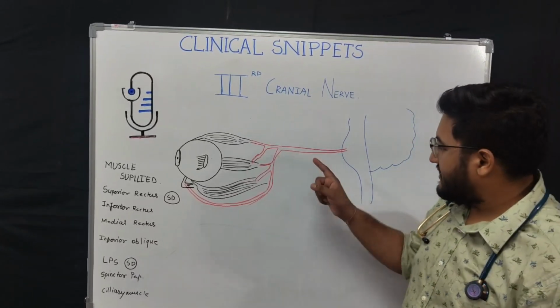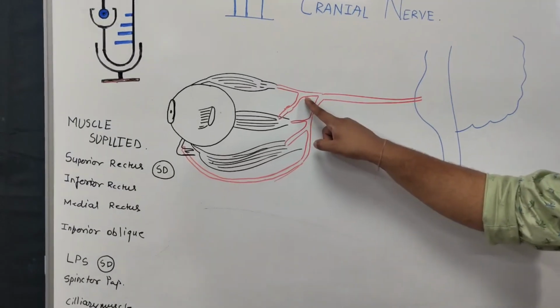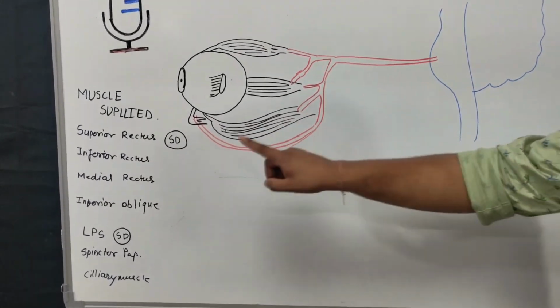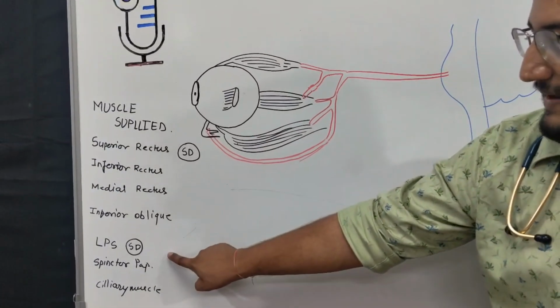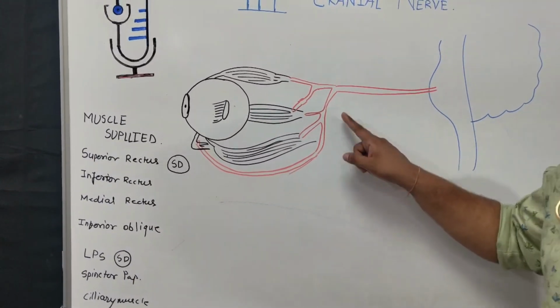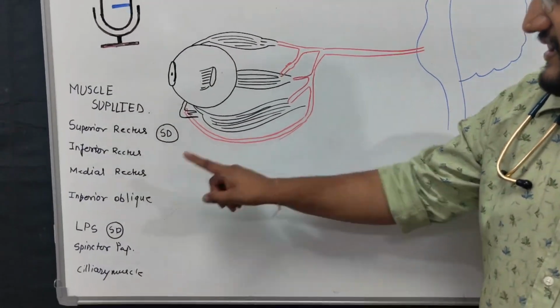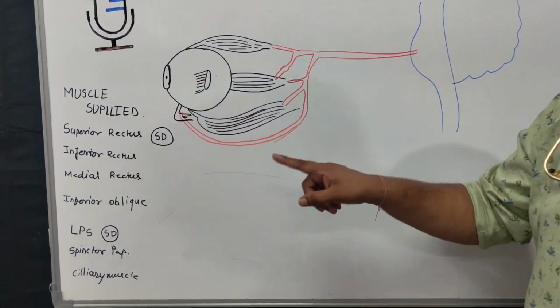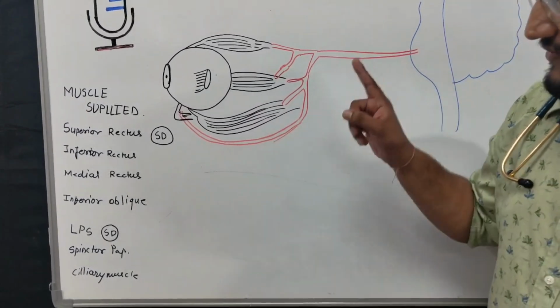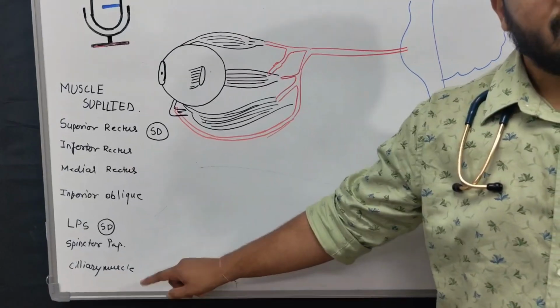The nerve then divides into a superior division and an inferior division. The superior division of the oculomotor nerve supplies the superior rectus and levator palpebrae superioris, while the inferior division provides nerve supply to the inferior rectus, medial rectus and inferior oblique. The inferior division also gives a branch to the ciliary ganglion, which supplies the sphincter pupillae and ciliary muscle.